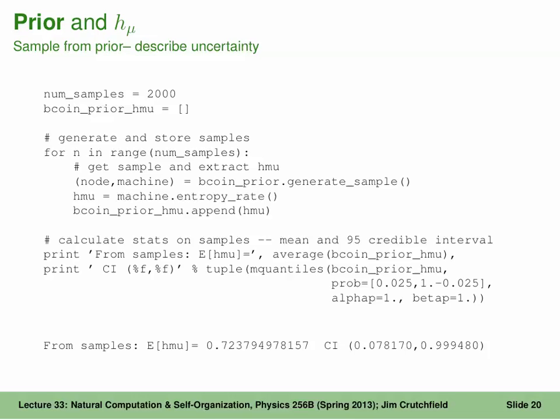So for the prior, when we sample things, again, we're just getting a machine and a node. But because that's a machine, I can actually just call entropy rate. So I say what it is, get that, and add it to my list. At the end of this loop, I have a list of entropy rate estimations. I find the average, and I find the credible intervals. We end up getting something that's 0.72, but is anything between 0.099 and 0.78, so quite uncertain. We'll plot these in a few slides to see what they look like.